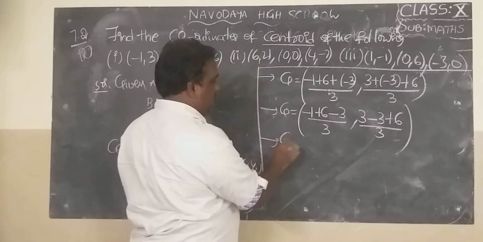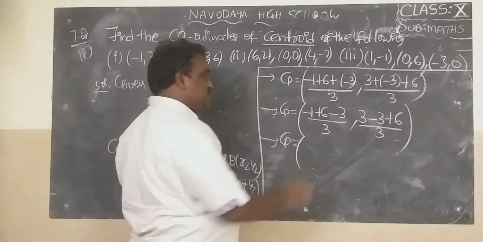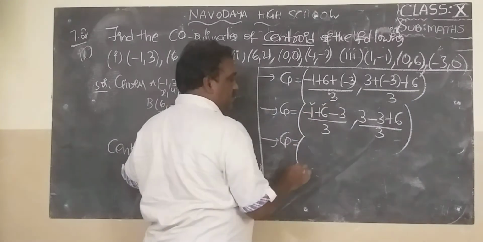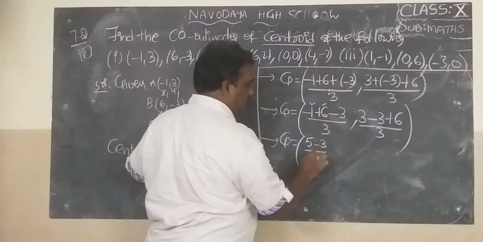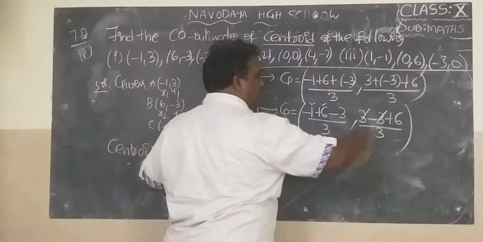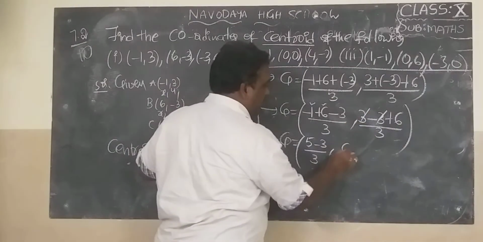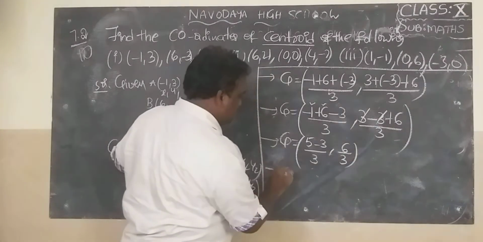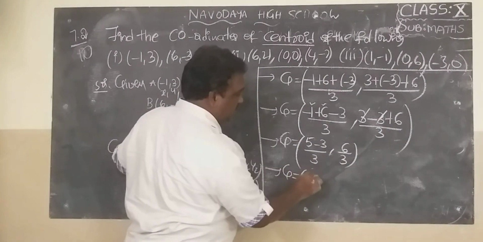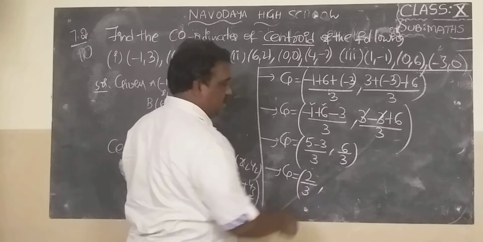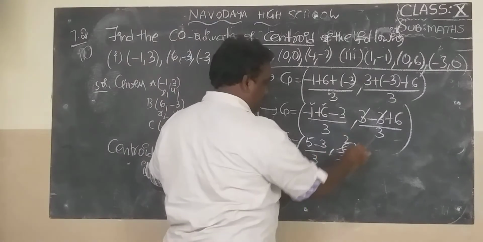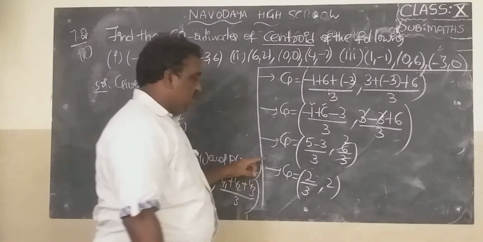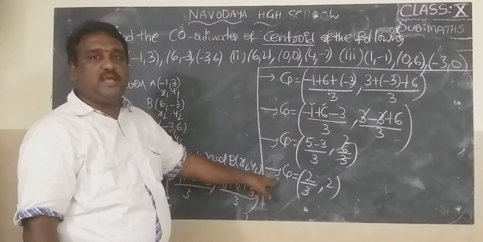Then G equal to, subtract: this is 5 minus 3 by 3, so 2 by 3. In the second, 3 cancels, 6 by 3 is 2. So the centroid is G equal to 2 by 3 comma 2.